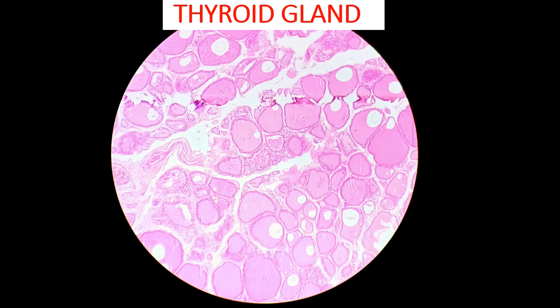Then moving to the thyroid gland. For identification of the thyroid gland, thyroid follicles can be seen. These are the thyroid follicles, and they are lined by simple cuboidal cells. Parafollicular cells can be present, and it is a highly vascular tissue. Occasionally you can identify blood vessels between the thyroid follicles.